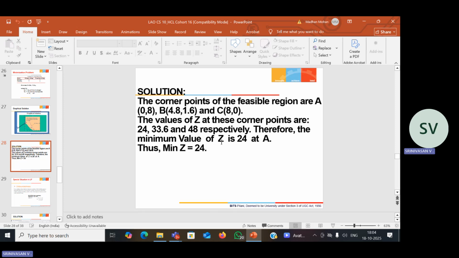See, A, B, C are just the letters that you are giving. Anything can be A. Okay. Suppose the problem is a maximum, then the maximum value is 48.